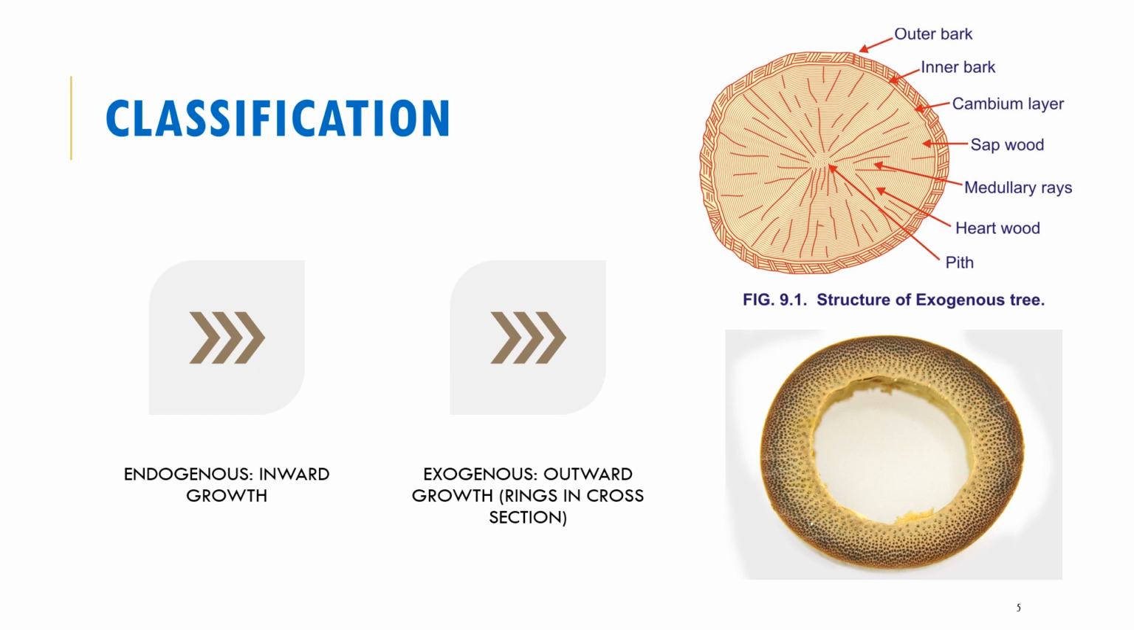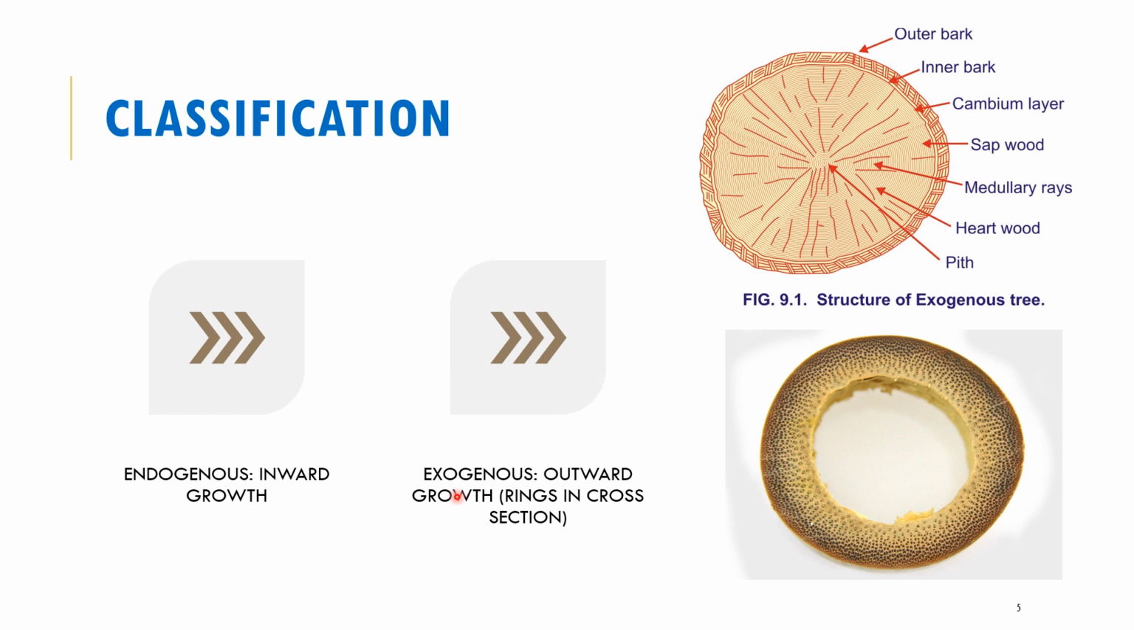And for trees, we have two different classifications. The first classification is the endogenous trees. And these trees, they have an inward growth. So an example of that would be your bamboo, shown in the bottom figure. And you can see these hollow structures around the ring that go into the page. So that is the inward growth that we're talking about.